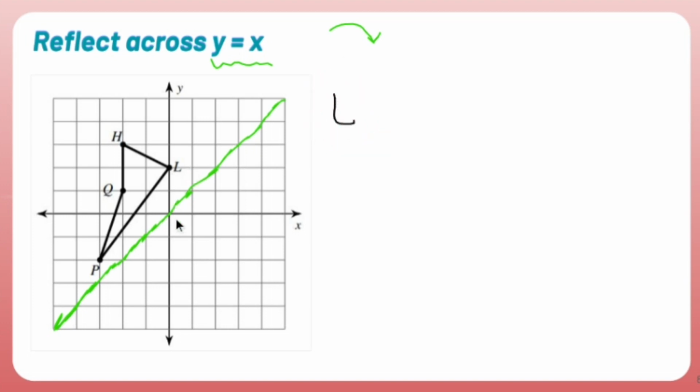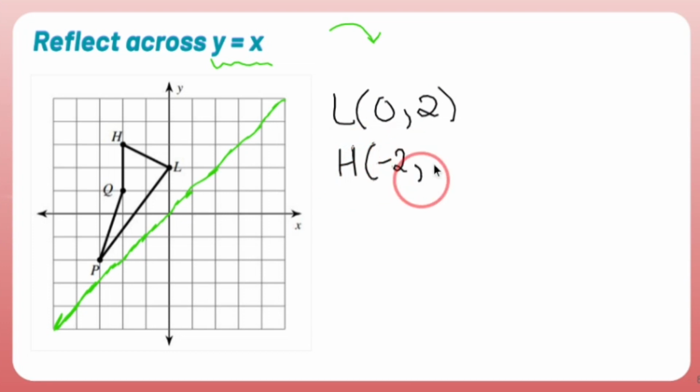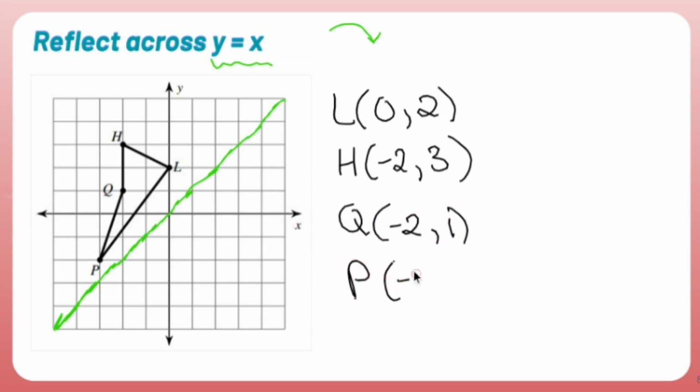The original L is don't move, go up 2, so the original L is (0, 2). The original H is left 2, up 1, 2, 3, so the original H is (-2, 3). The original Q is left 2 and up 1, so the original Q is (-2, 1). And the original P is left 1, 2, 3, down 1, 2, so the original P is (-3, -2). What I need to find is clearly not these guys, but these guys.